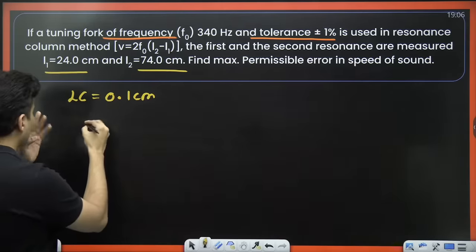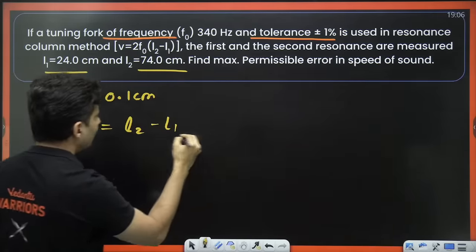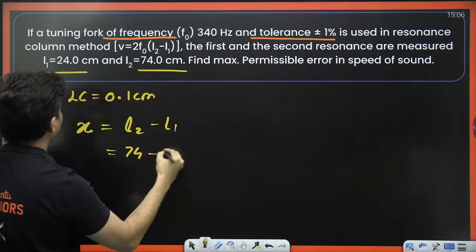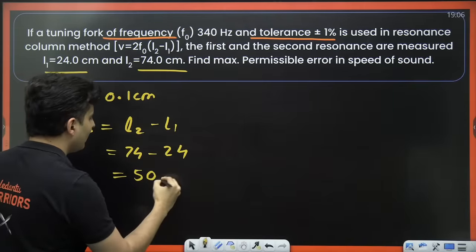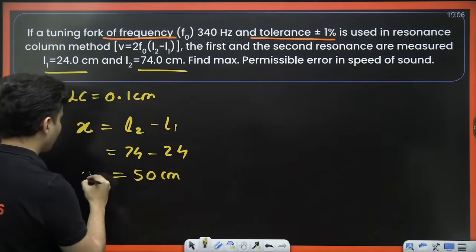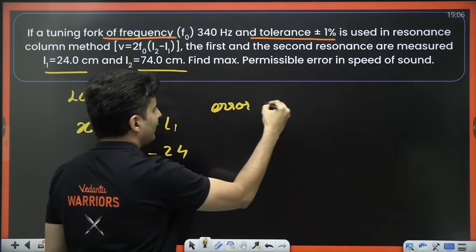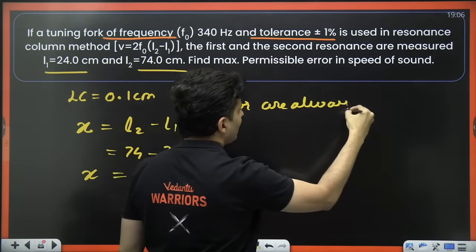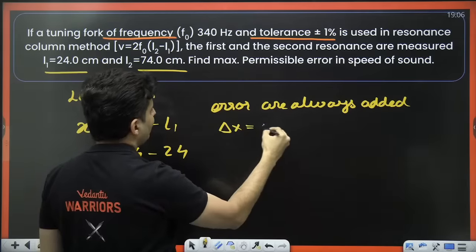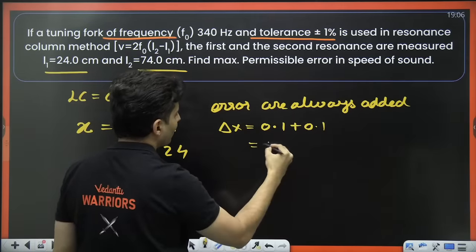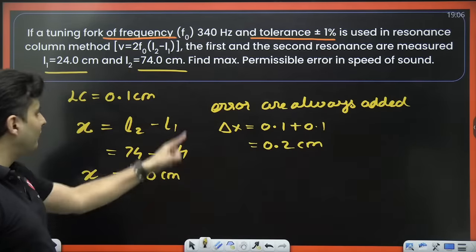Very good. Now, when I try to find X, which is nothing but L2 minus L1, meaning 74 minus 24, that's going to be 50 centimeters. That will be what X is. But remember, the errors are always added, even if you are subtracting. So delta X will be 0.1 plus 0.1, which is 0.2 centimeters. That will be the error in the difference of the lengths.